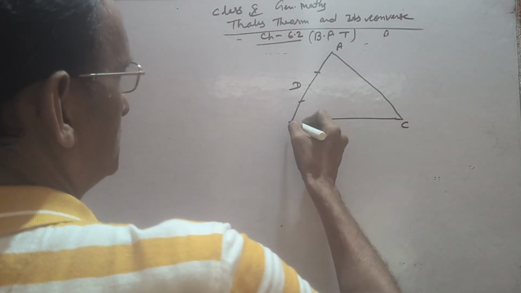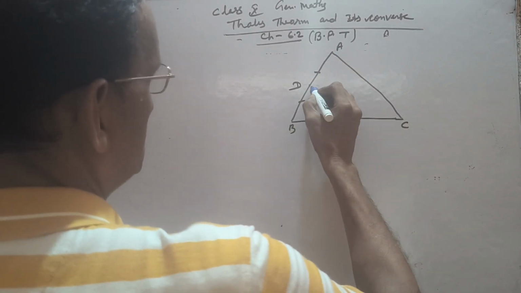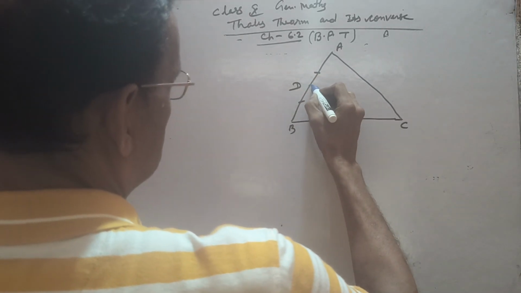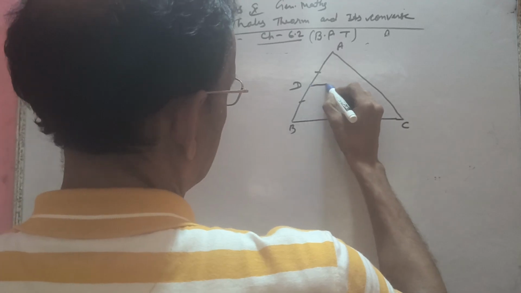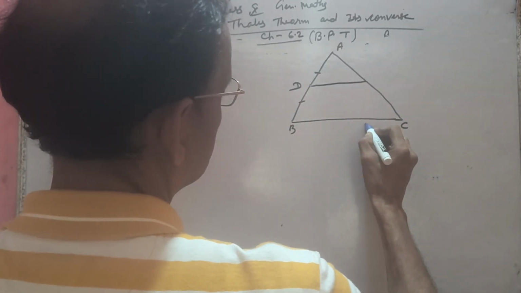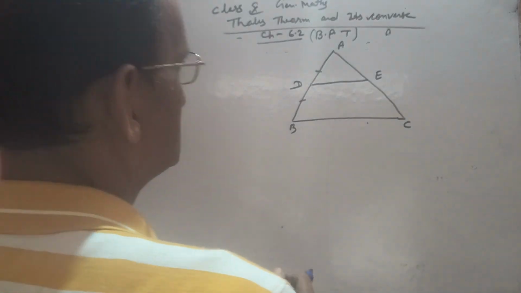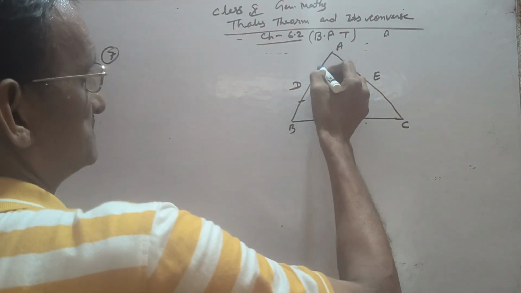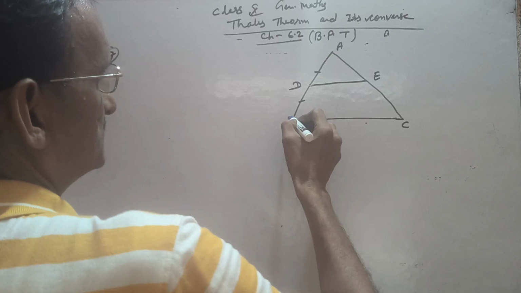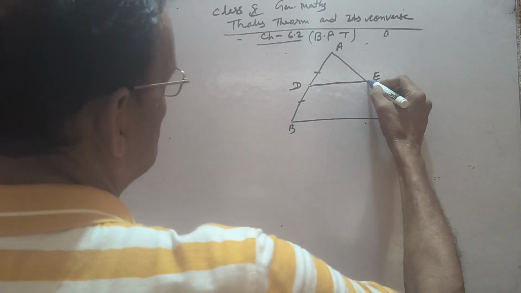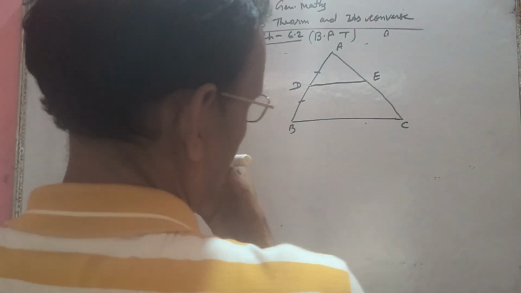D is the midpoint of AB of triangle ABC. And the question is saying: from the midpoint of one side of a triangle, if a line is drawn parallel to the other side, then it will bisect the third side. What is given? D is the midpoint of AB of triangle ABC and DE is parallel to BC, then we need to prove E is the midpoint of AC.